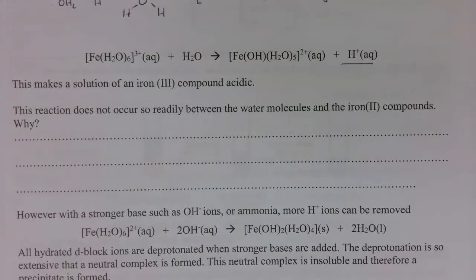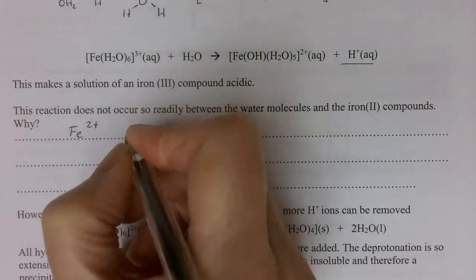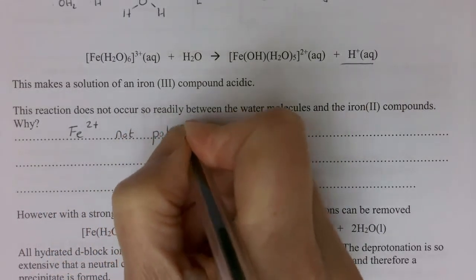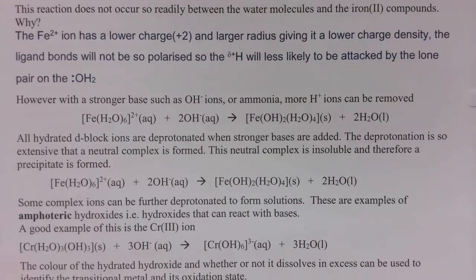Now, this doesn't work with iron 2 because the iron 2+ ions are not polarizing enough. So those ligand bonds will not be polarized, and therefore the hydrogen delta positive is less likely to be attracted to the lone pair of electrons on the water molecule.